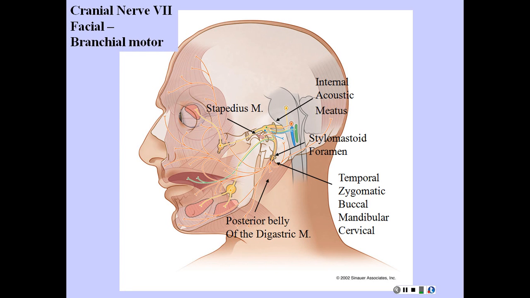And again, there are some very naughty mnemonics out there about how to memorize these, none of which I'm going to tell you. But having said that, look at the names. They tell you exactly where these branches are going, right? And if you think about it, they have to cover the entire face. So, temporal, the temporal part of your head. Zygomatic, the zygomatic arch. Buccal is your cheek. Mandibular, and then cervical. The names make perfect sense. Okay.